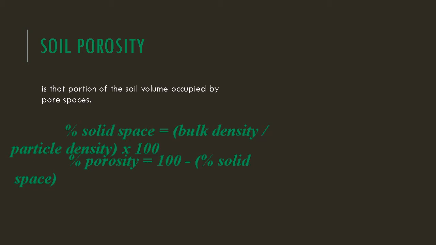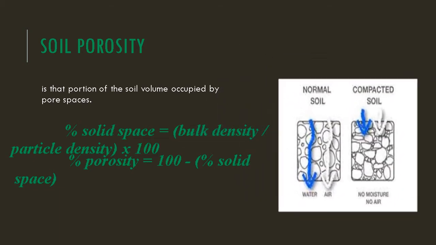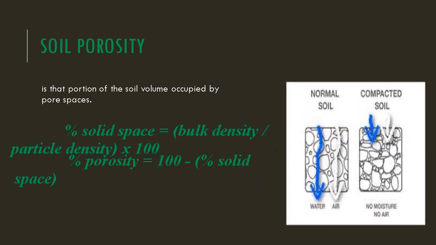You first need to get this solid phase, because when a soil is not waterlogged, you expect that particular soil will have air and the mineral part, which is solid. So to get the solid space, it is equal to bulk density divided by particle density times 100. And therefore, to get the porosity, it is very easy. You just subtract the solid space from a total of 100.